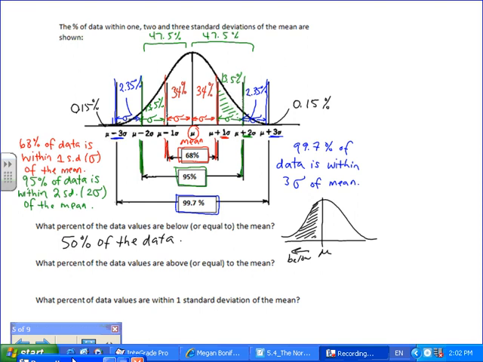All right, what percentage of the data are above the mean or equal to the mean? Well, that's the other half here, isn't it? If you think about it, there's my bell curve, there's my mean in the center. Above the mean or equal to the mean would be anybody that's to the right of the mean. So any of these data values that would fall under this section of the curve would be above or equal to the mean, and so that's the other 50% of my data.